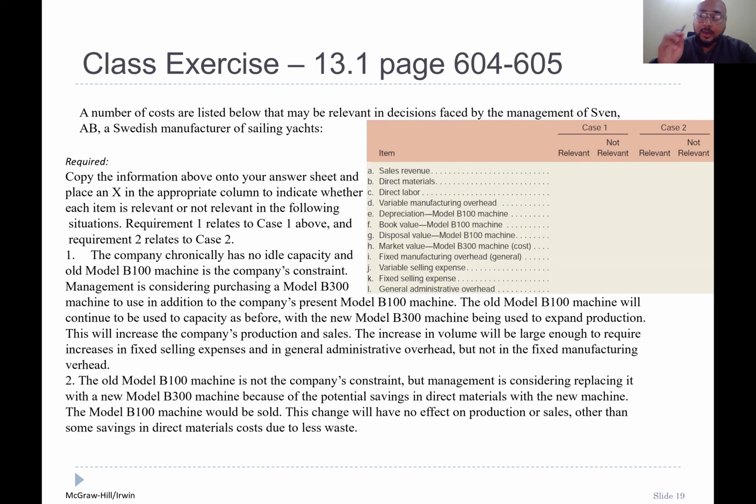Argument that some costs are relevant in one situation, and in another situation they become irrelevant. So this will give you the idea of what it means. We have two scenarios here, case one and case two. All you have to do is, for these items given here, tick whether it is relevant or irrelevant in each case.